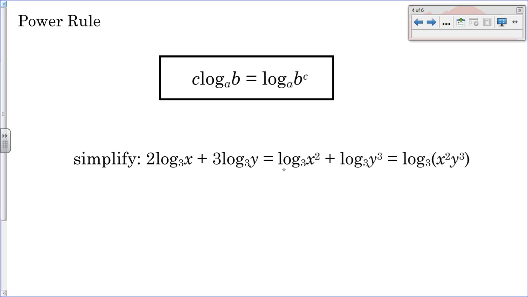Now we have no coefficients. We have the same base, and since this is addition, it is simply log base 3 of x squared y cubed. So we actually used two different rules to simplify this. First, we used the power rule to pull up our coefficient and make it an exponent on both log terms. After that, we can use the addition rule to simplify it.